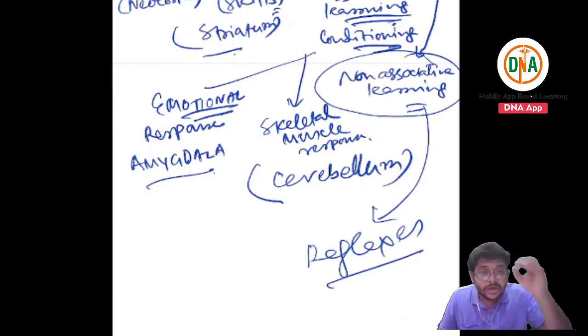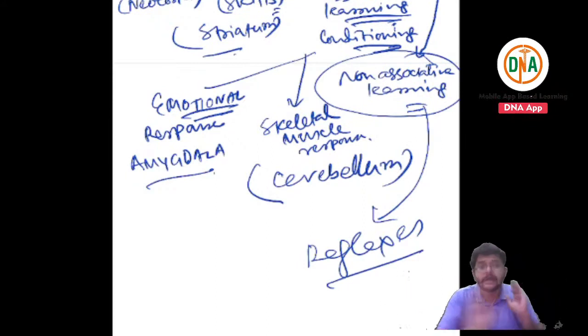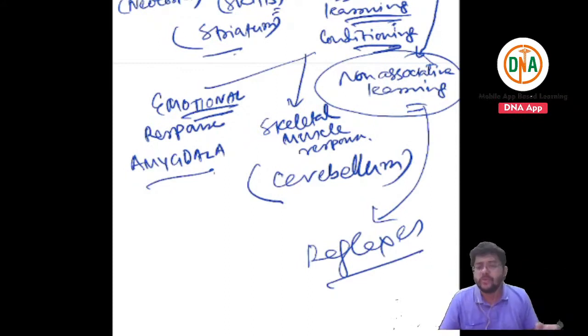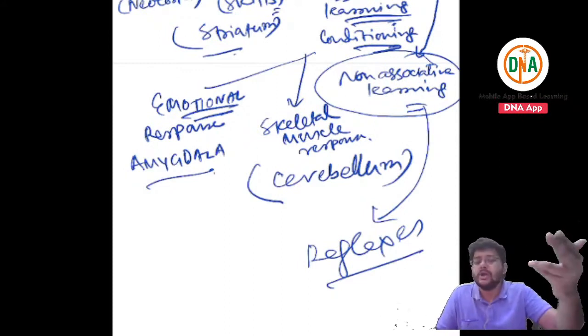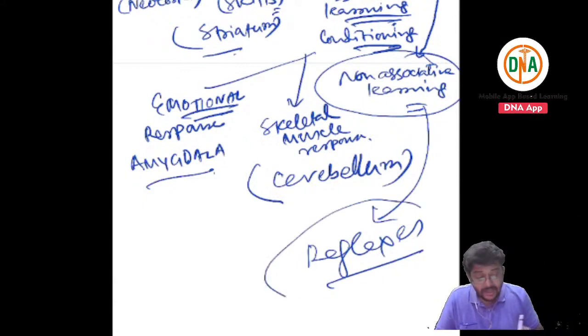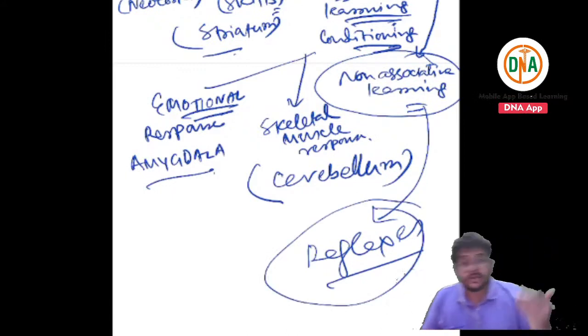So it is not done in a conscious manner. He only knows that the ball is coming over there, I have to hit. That's the only conscious thing. All other things are happening in a much quicker zone that we consciously cannot do. It is done subconsciously. So actually it is done by the reflex pathway, by muscle memory. So this is known as non-associative learning.